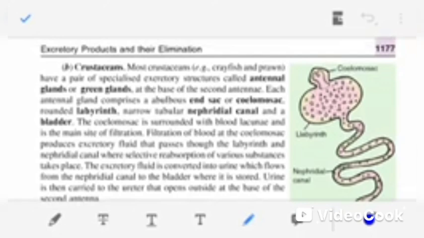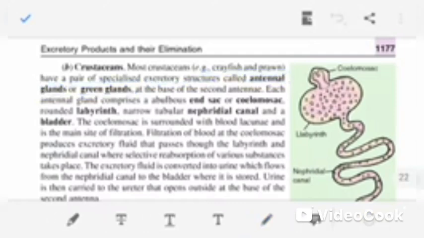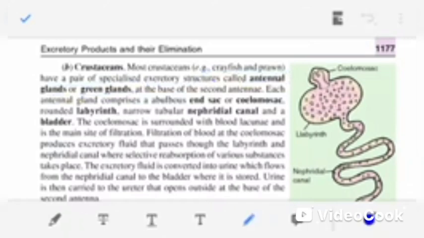So see, most crustaceans, for example crayfish and prawn, have a pair of specialized excretory structures known as the antennal gland or green gland. So antennal glands or green glands are the excretory structures which are present in most of the crustaceans, for example in the crayfish and prawn. And they are present at the base of the second antenna.